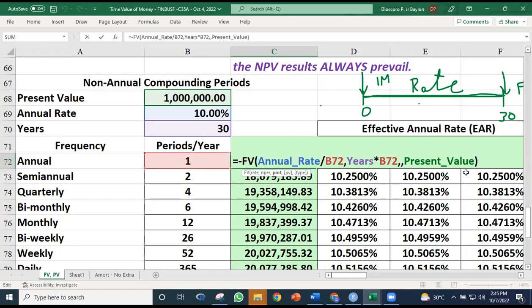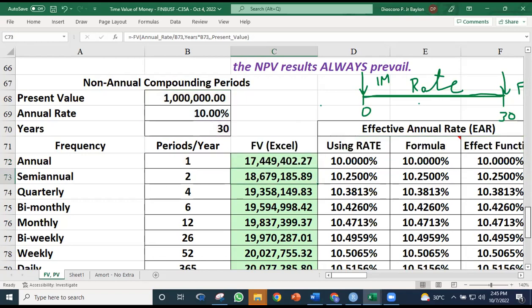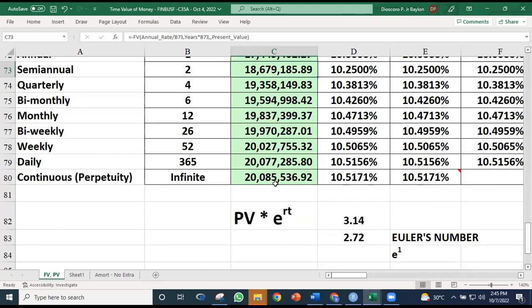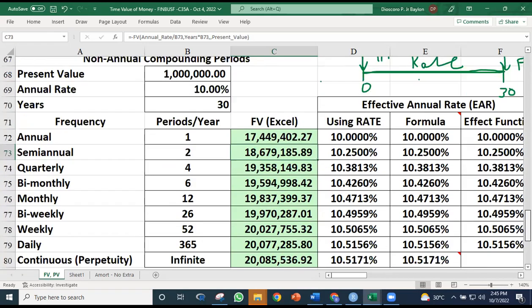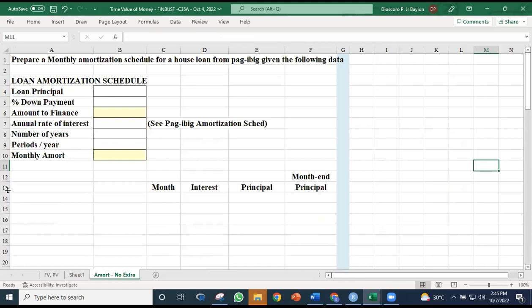Okay, and then you can just copy that down, except for this one. Because for the continuous, this is the formula that we use: the present value times e to the RT. Okay, today we're going to complete this. No, we will not be able to finish this. We'll need another session to complete this.